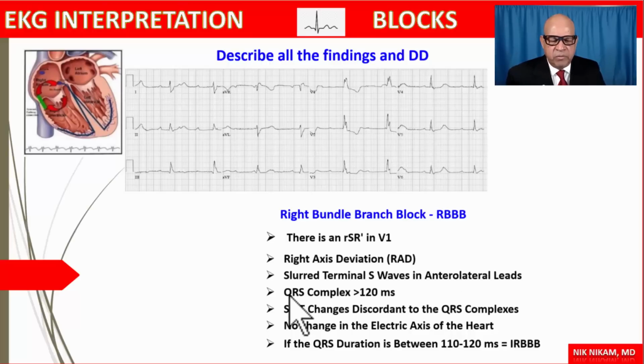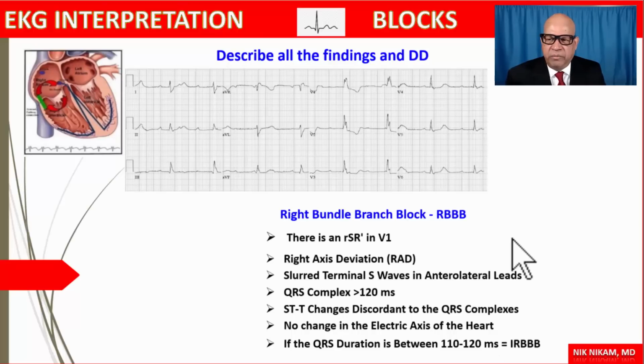And I talked about the slurred terminal S waves seen in the anterolateral leads. Keep that in mind. Of course, a complete right bundle branch block will have a QRS complex of greater than 120 milliseconds, or at least 3 small boxes. It is also associated with the discordant STT changes. Generally, as I said, right bundle branch block does not cause a change in the electrical axis unless there is accompanying fascicular block, like left anterior fascicular block or even left posterior fascicular block. If you see a pattern of a right bundle branch block with a QRS duration of 110 to 120 milliseconds, then we are talking about incomplete right bundle branch block.